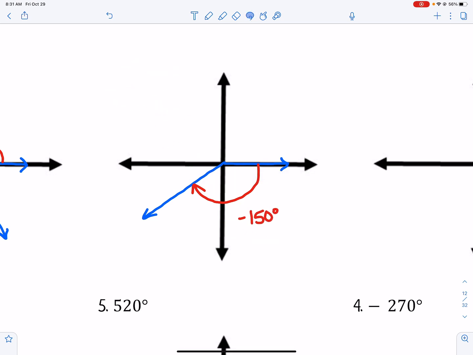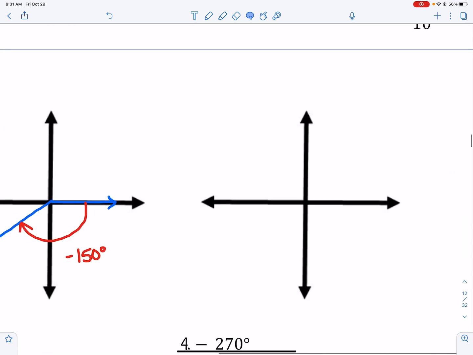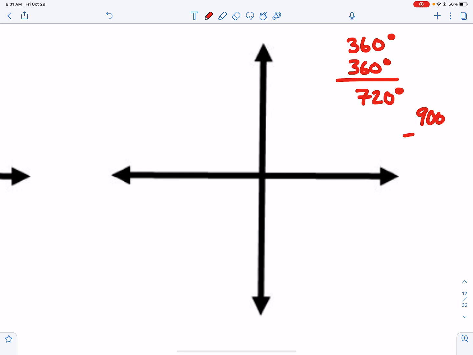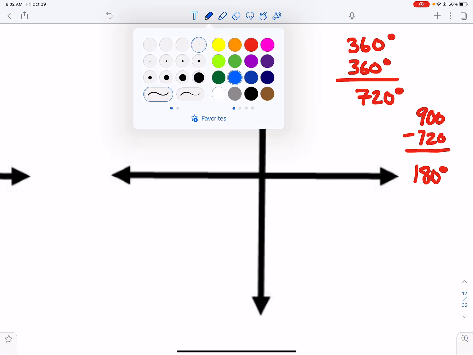All right, let's look at another example. 900 degrees. So 900 degrees is more than one rotation. Think about 360 is one rotation. 360 would be another rotation. Total, that would be 720. But then we need to go 900 degrees. So 900 minus 720 would leave us with 180 degrees. So that helps us set up what we need to do.